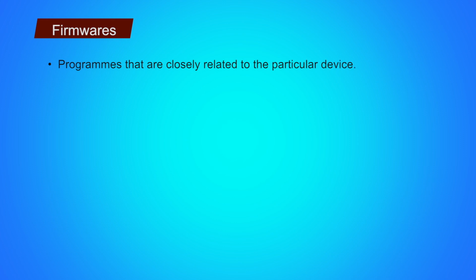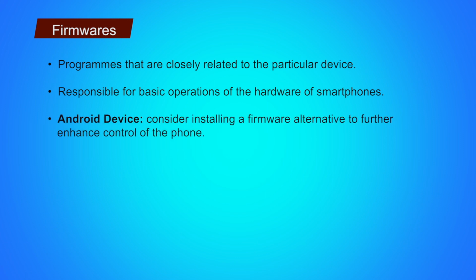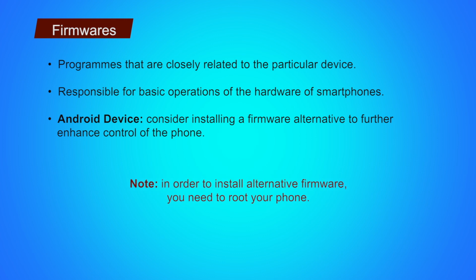There are some alternative firmwares that you may consider installing. Firmware refers to programs that are closely related to a particular device. They work in cooperation with the device's operating system and are responsible for basic operations of the hardware of your smartphone, such as the speaker, microphone, cameras, touchscreen, memories, keys, antennas, etc. If you have an Android device, you might consider installing a firmware alternative to further enhance your control of the phone. Note that in order to install alternative firmware, you need to root your phone.